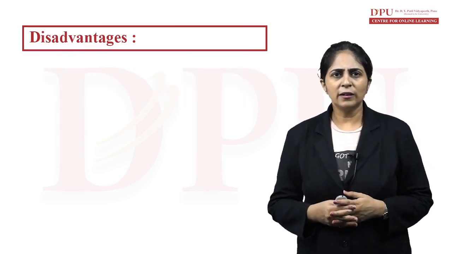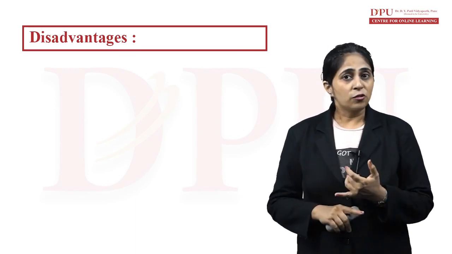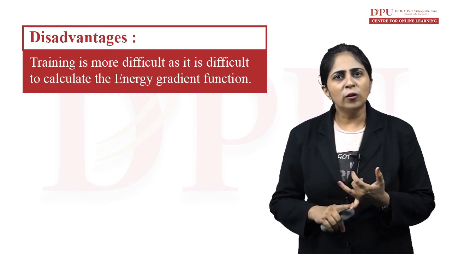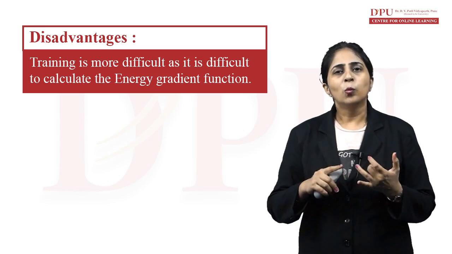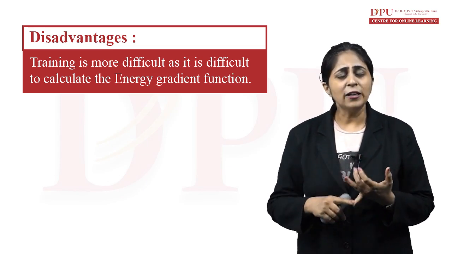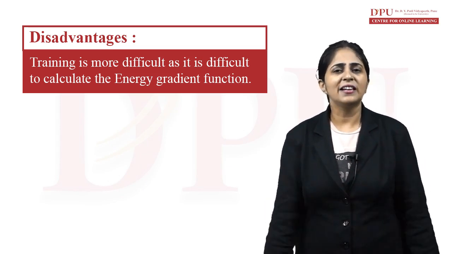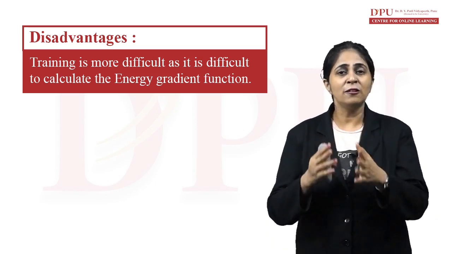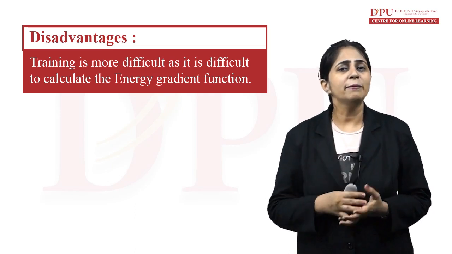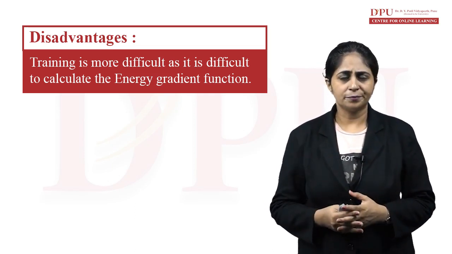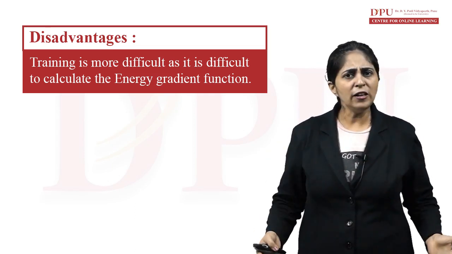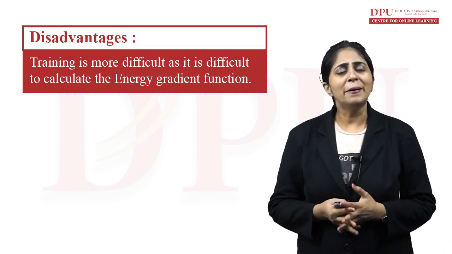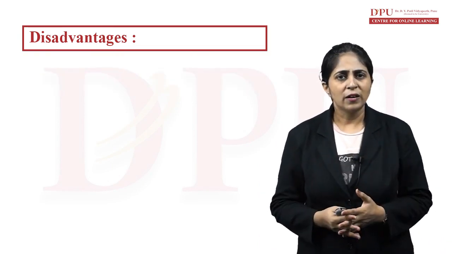Talking about the disadvantages, the first one: training is more difficult as we are trying to calculate the energy gradient functions. In this, we are trying to calculate the energy gradient functions, so training the RBM machines becomes difficult. Now, in every neural network, we are at the backend using various algorithms.